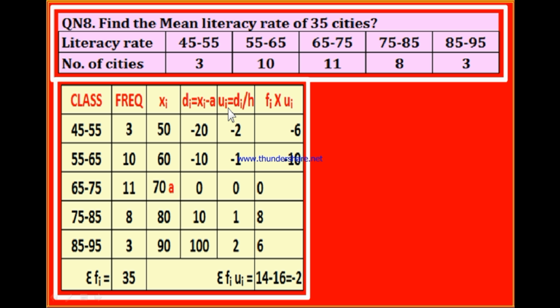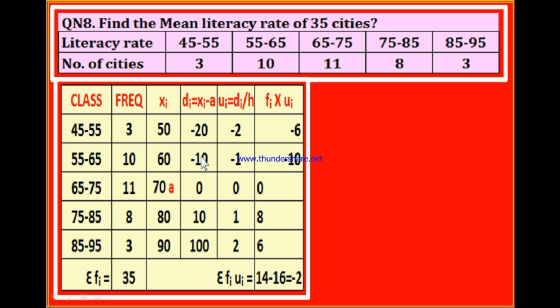The next column is for ui. The formula to find ui is di divided by h. Di means deviation, divided by h means the height of the class. What is the height of the class? The difference between any two successive lower boundaries or the difference between any two successive upper boundaries may give the h value. Here the difference is, if you observe, 55 minus 45 is 10, or 85 minus 75 is 10, or 65 minus 55 is also 10. Therefore h is 10.